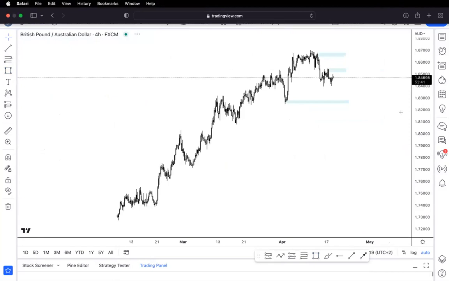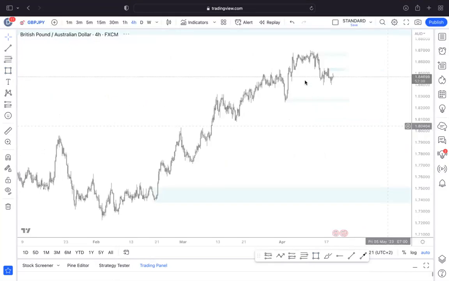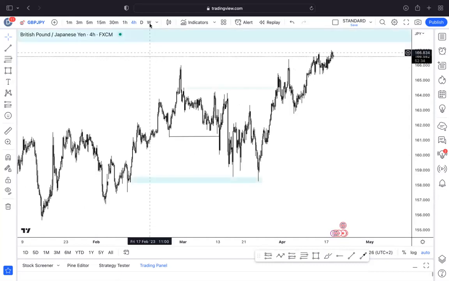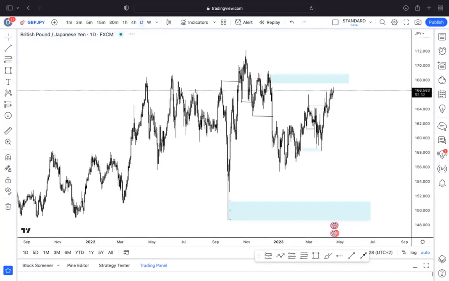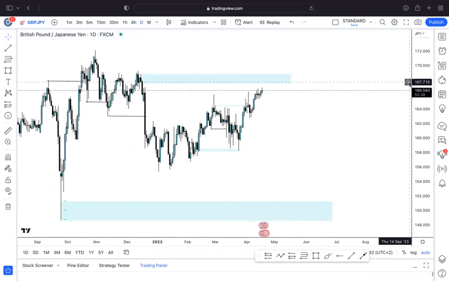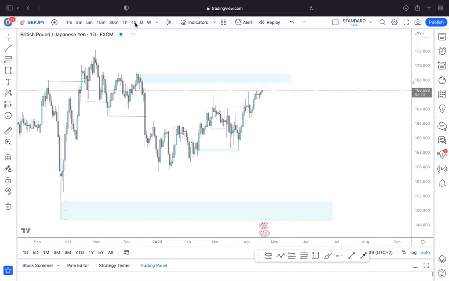Next, Great British pound, Japanese yen. That's approaching this daily. And then on the 4.